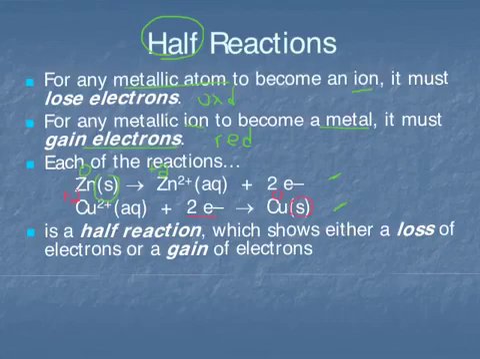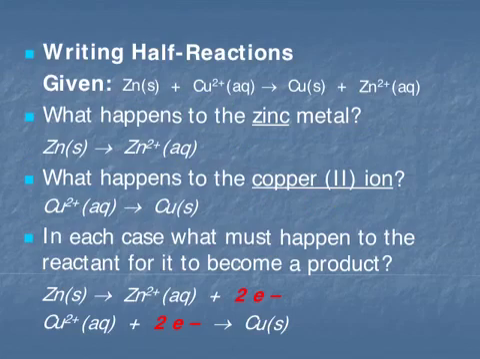These are known as half reactions. However, when you combine them together, you have a full redox reaction. Why do we write a half reaction? It is a very clear way to show either a loss or a gain of electrons for any one particular chemical species. So again, let's look at the copper and zinc reaction.